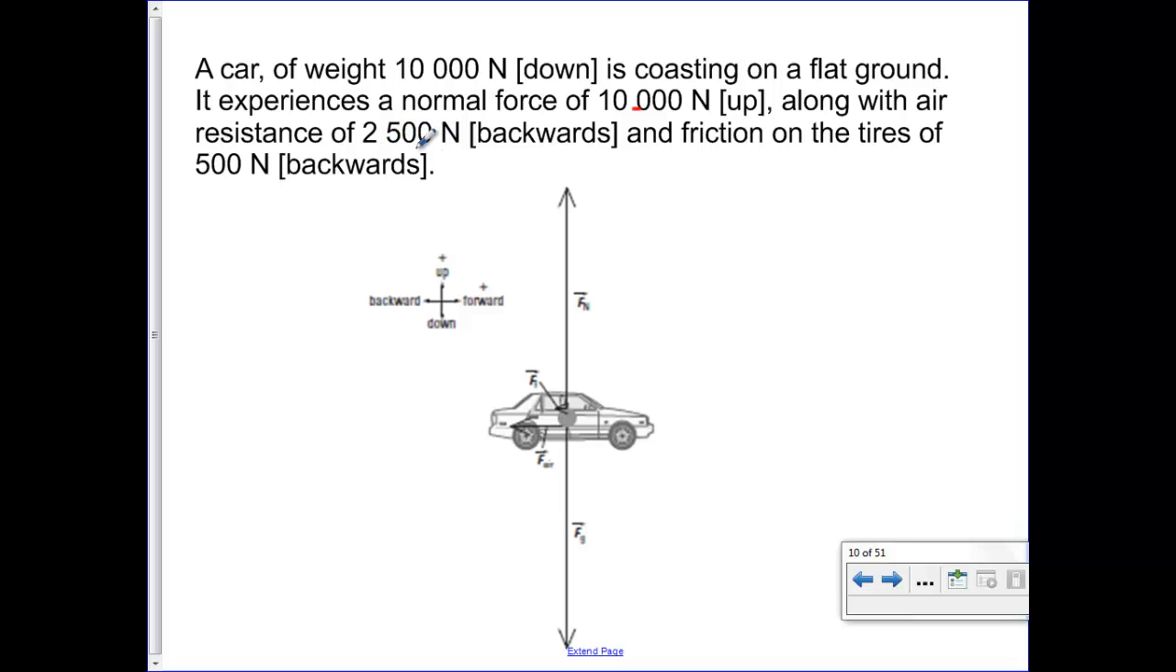Let's say there's air resistance of 2,500 newtons backwards. So that would be an arrow going backwards here. And there's friction on the tires of 500 newtons backwards. As this diagram is currently shown, what should this car be doing then?